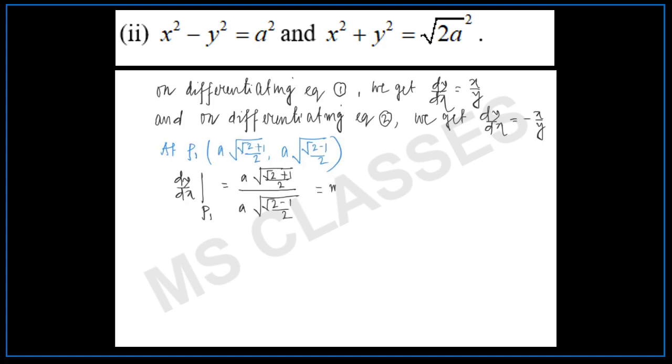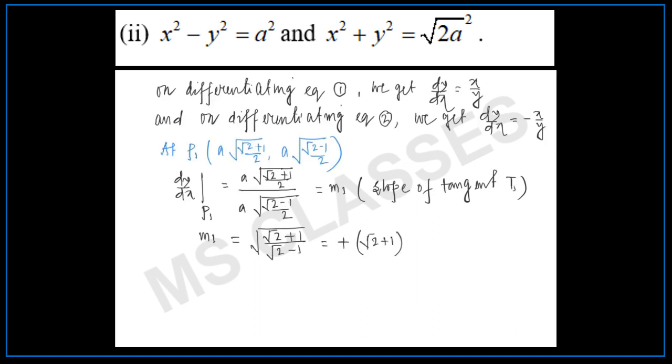Now this we take as m1, which is the slope of the tangent T1 drawn to the hyperbola. Now if we simplify this one, we get here m1 as root over root 2 plus 1 by root 2 minus 1. Now this can be further simplified and can be written as plus root 2 plus 1, because we can rationalize the numerator denominator and we get root 2 plus 1.